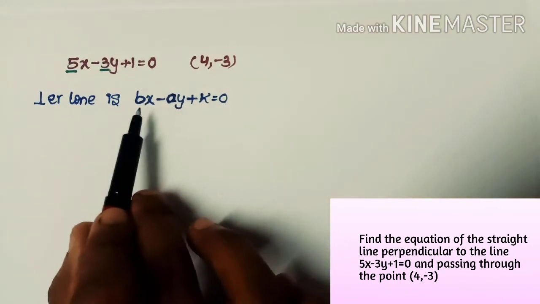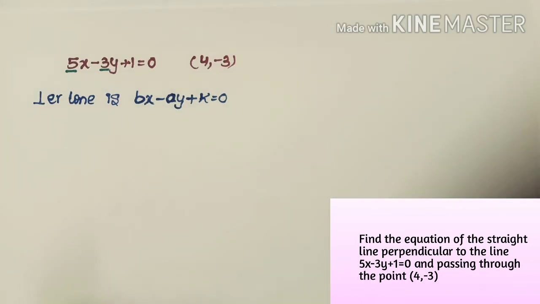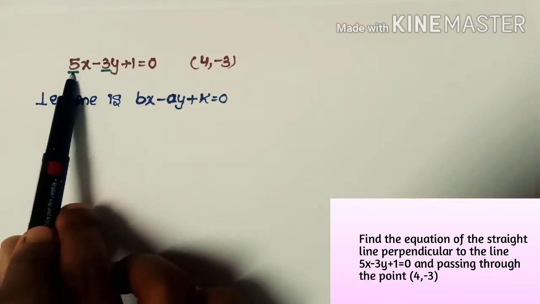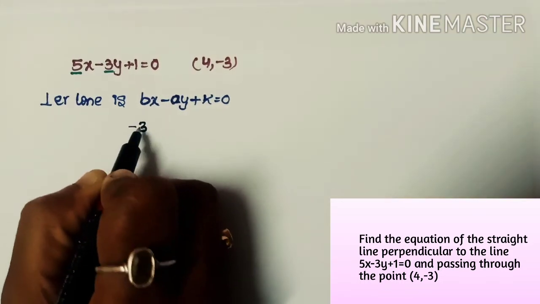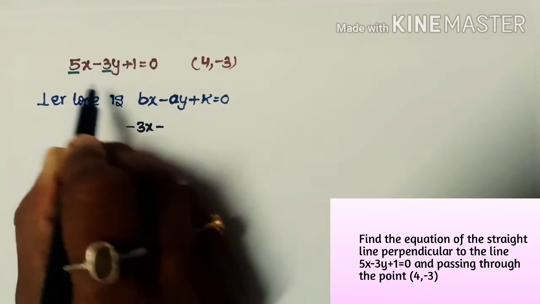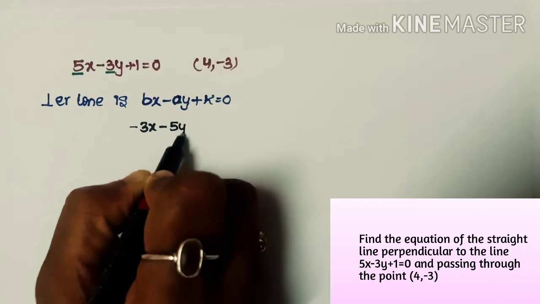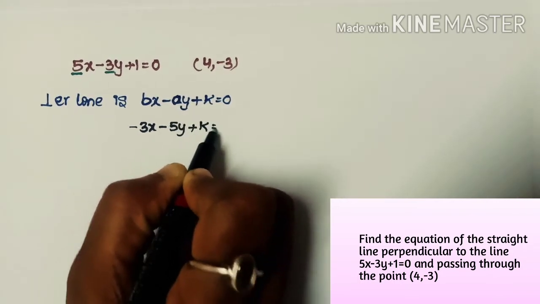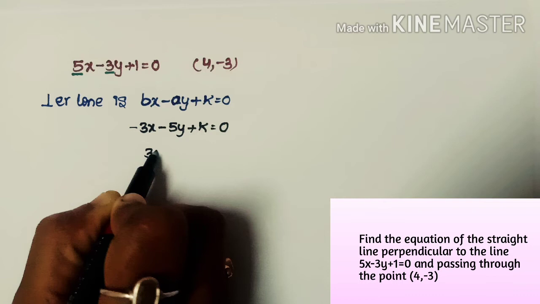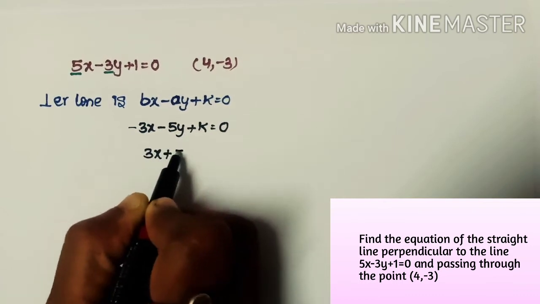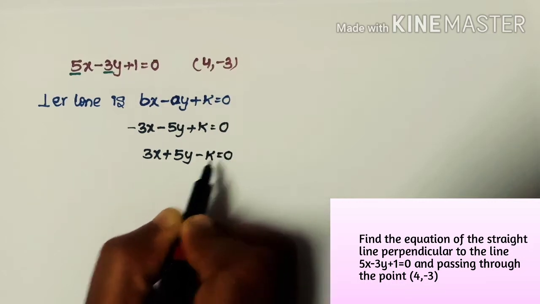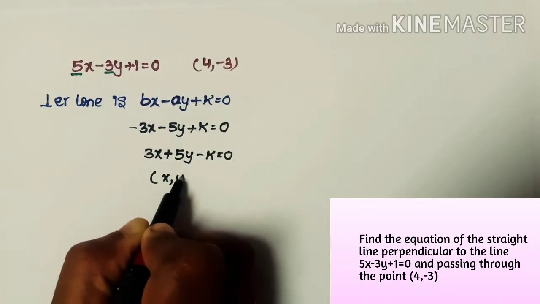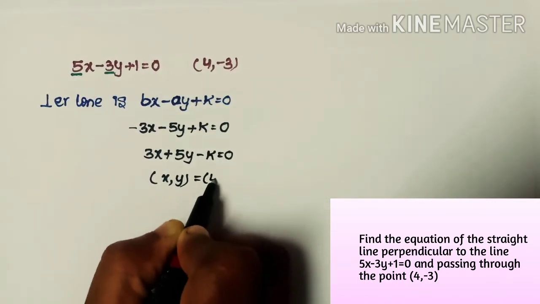Now we are replacing the values here, the a, b values. What are a and b? a is equal to 5 and b is equal to -3. That is -3x minus 5y plus k equals 0. Now taking minus common, we get 3x plus 5y minus k equals 0. Now to find the k value, we replace (x, y) equal to (4, -3) in this equation.